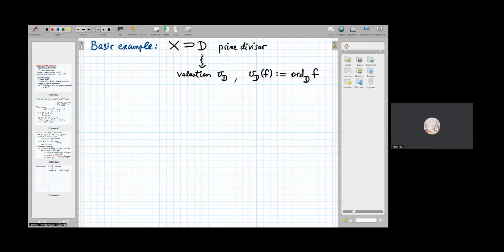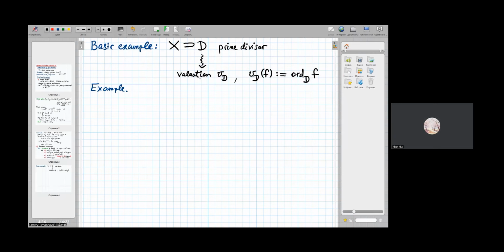For example, now let me give you a particular example. The order of f on D is defined by restricting f to the regular locus, the smooth locus. We have defined the order of f along a prime divisor on a normal variety. Well, let me give you a particular example of this general situation as before.